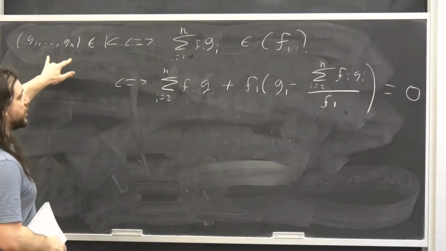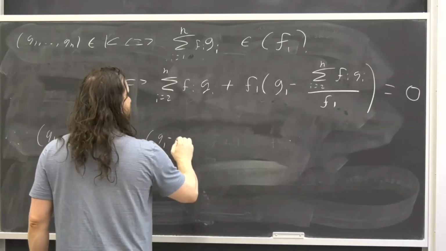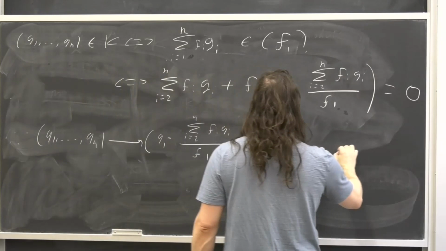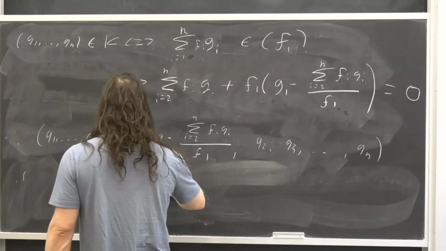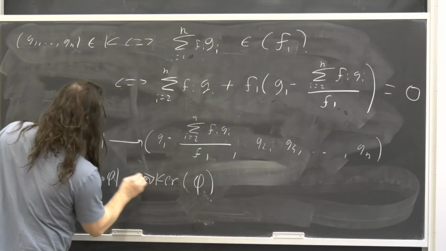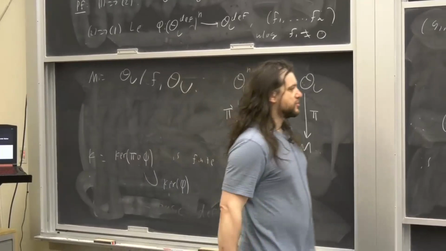So on the kernel, this transformation goes to g1 minus the sum, and then g2, g3, and so forth. Is a map of this kernel of pi composed with phi to the kernel of phi. It's actually a left inverse to this inclusion, so it's a surjection like this. So again, because f1 is one of our first coordinates, we use it to offset the difference between being in this kernel and being in this kernel. Now, this is finite type, and therefore, this is also finite.